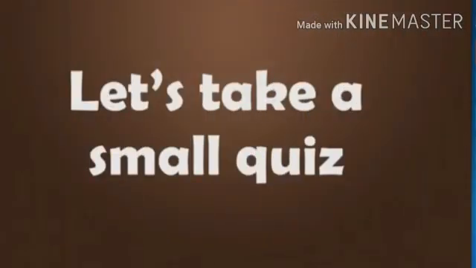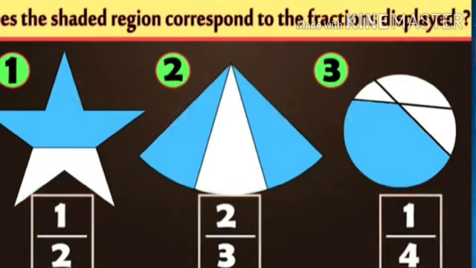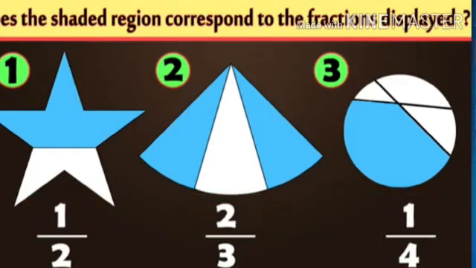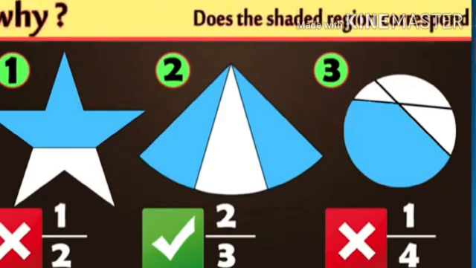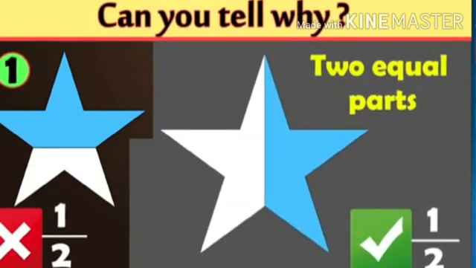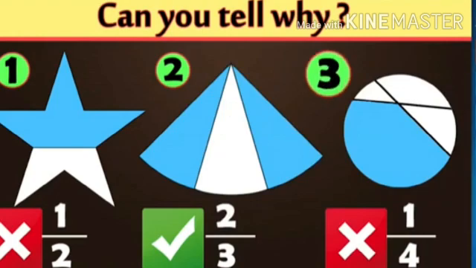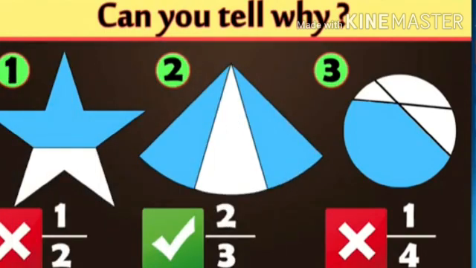Let's take a small quiz before we move ahead. Can you tell me whether the shaded regions correspond to the fractions displayed? In question 2, the shaded region represents the fraction, but not in the other two. Can you tell why? In figure 1, it is not divided into 2 equal parts, and in figure 3, it is not divided into 4 equal parts, and hence the fractions do not correspond to the shaded regions.